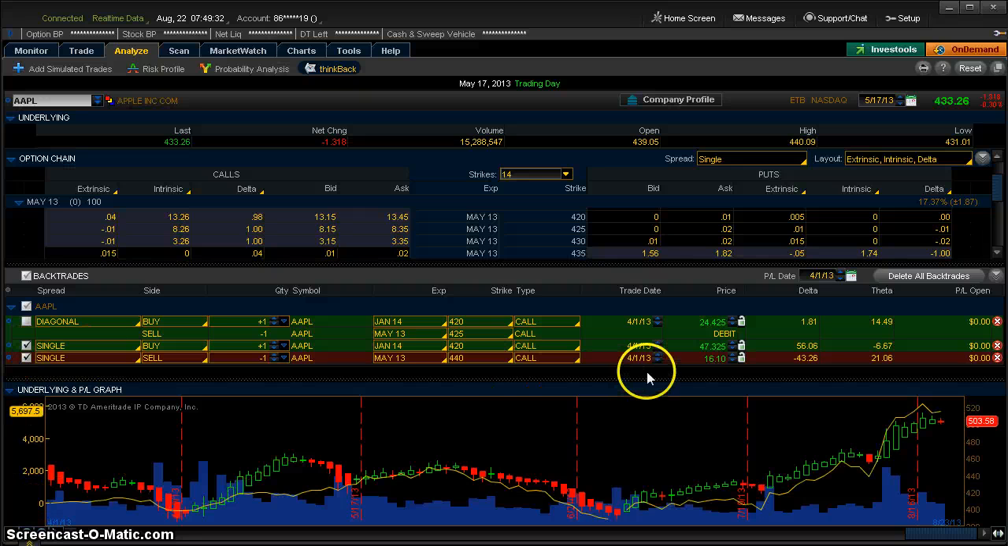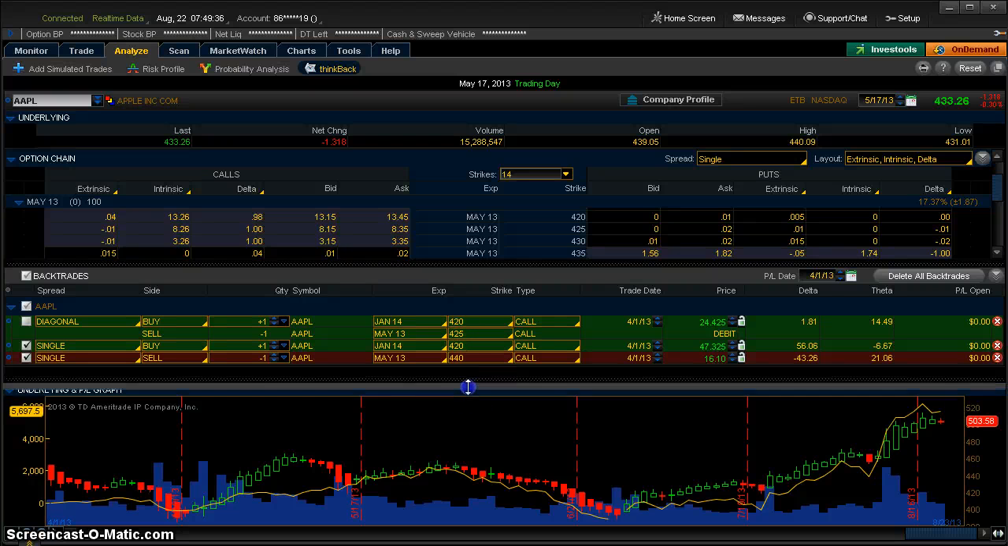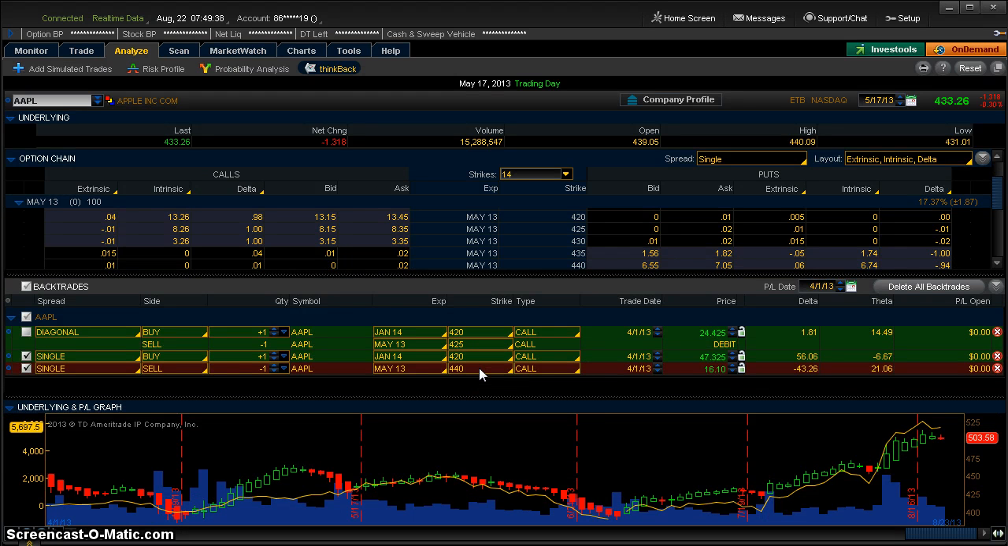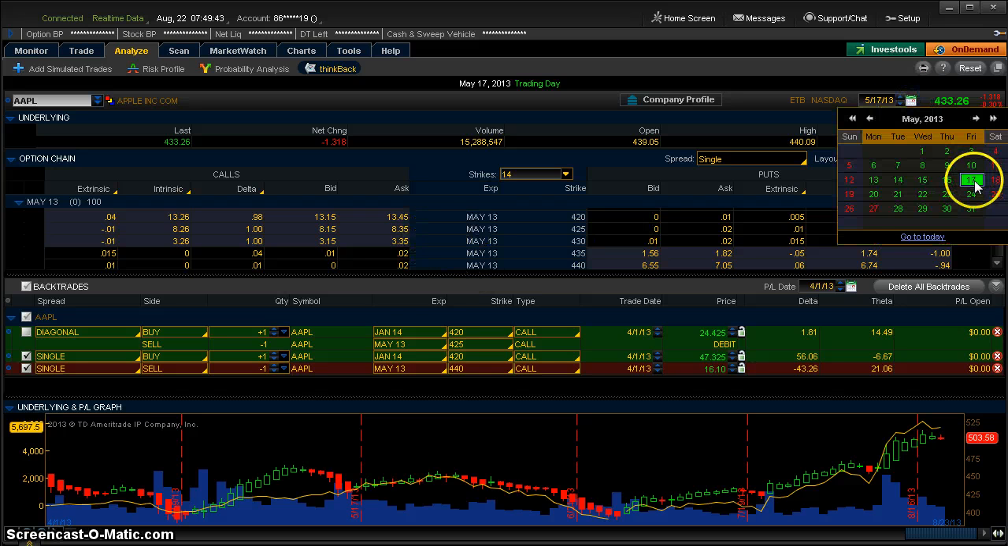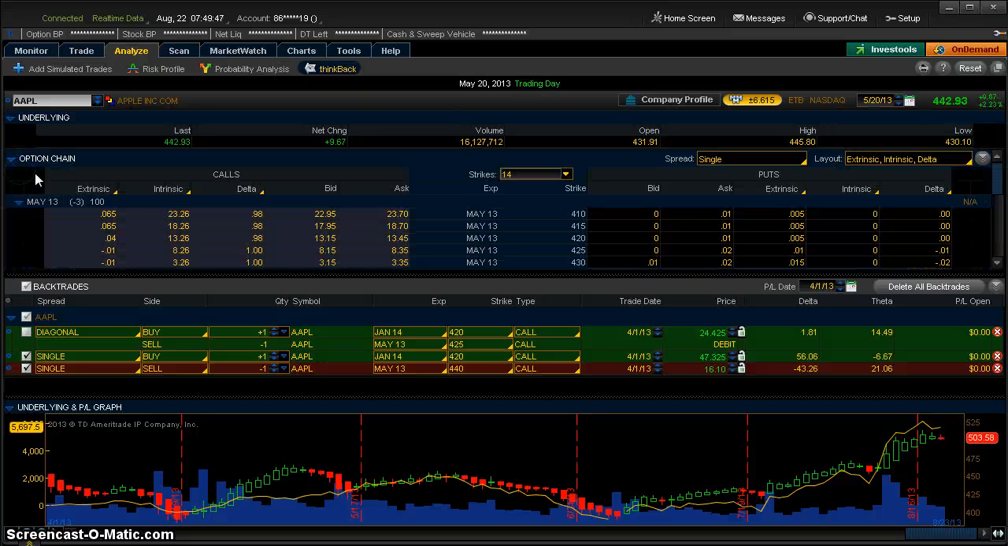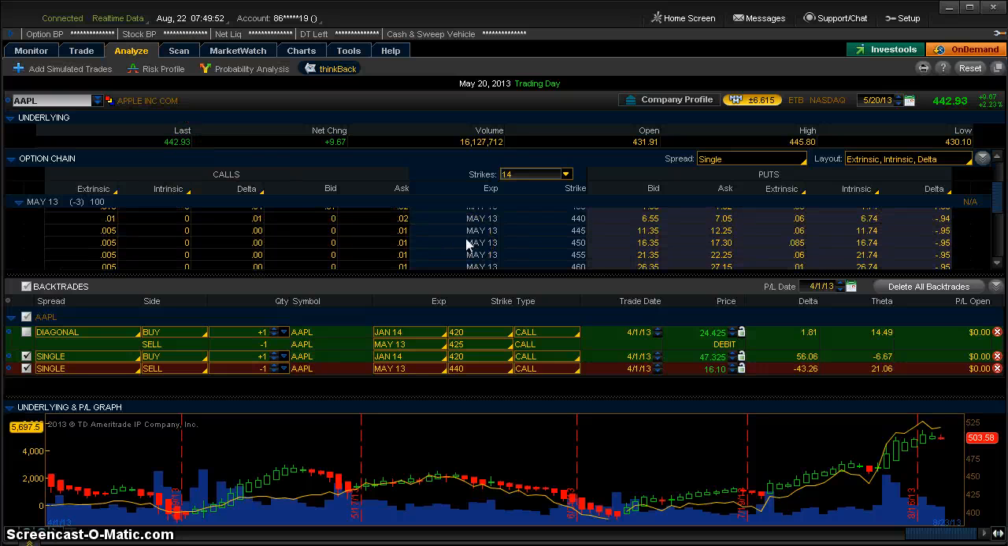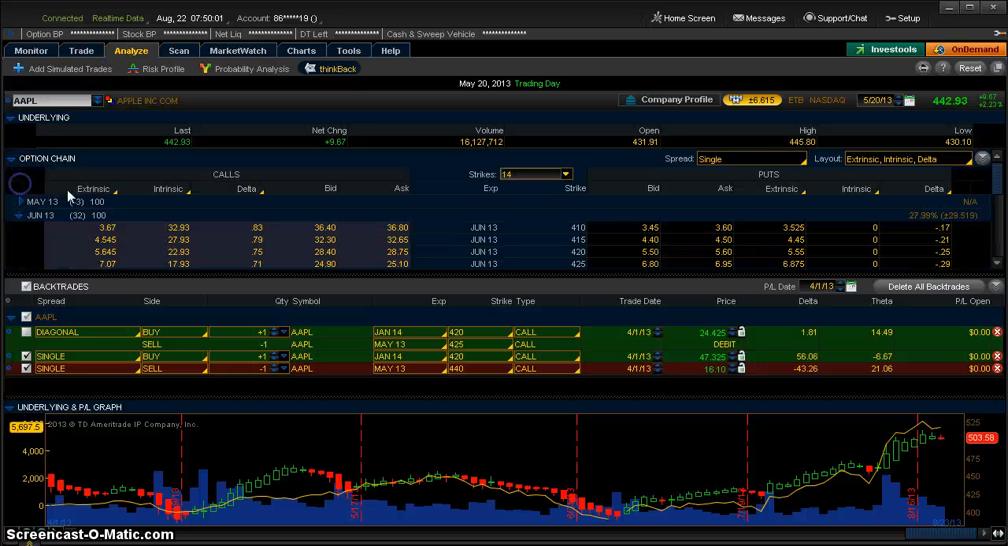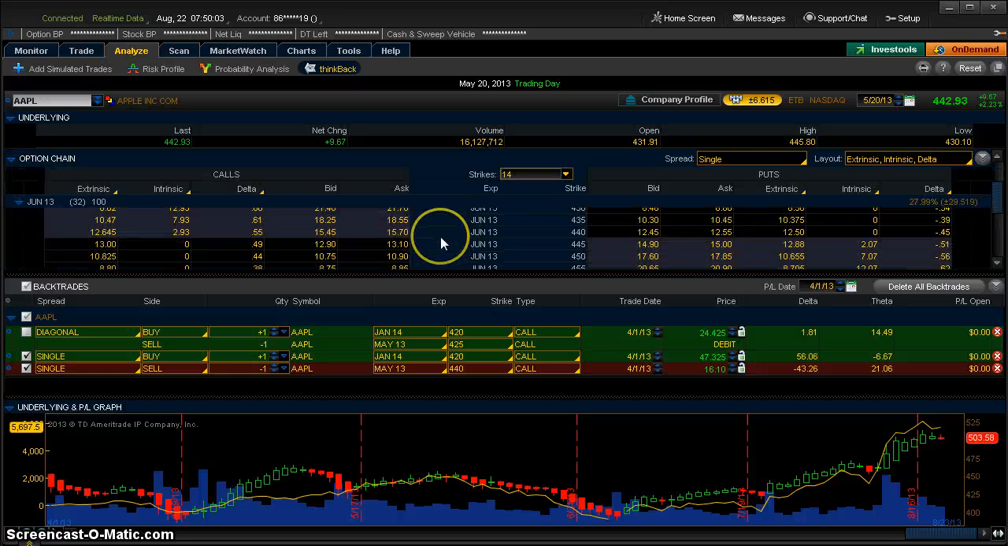So let's just try. Suppose we kept that, the 440s, and then at the end of May, when that one expired, I'm going to go to the next day, and we shorted another one. So at that time, stock was 442. Let's short the 460s. Oops, I'm in the wrong one. Sorry. Maybe June. So I'll short the June.